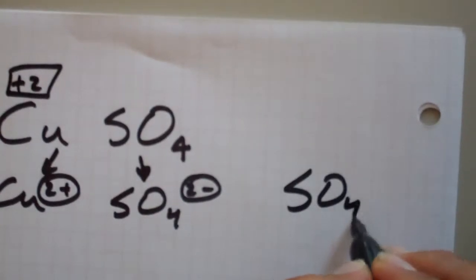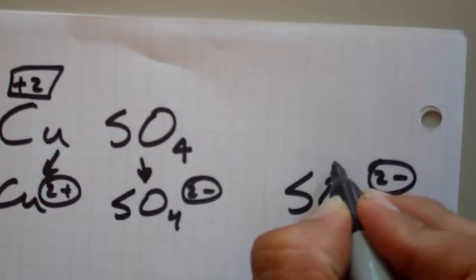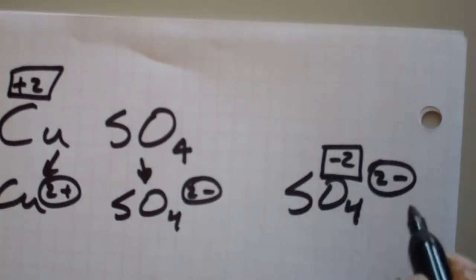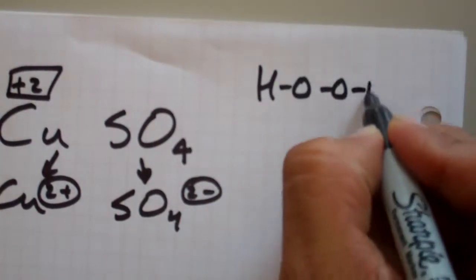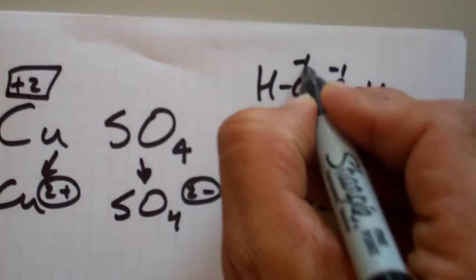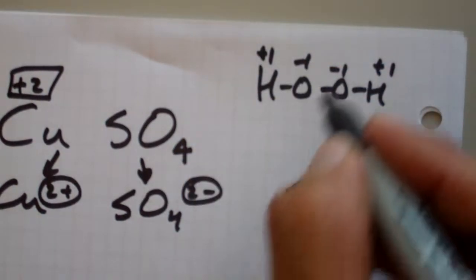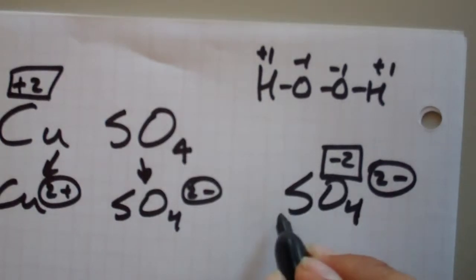Sulfate, SO4 2 minus. The oxidation number for oxygen is -2, unless it's a peroxide. A peroxide is when it's HOOH, where it'll be -1. But you'll know when it's a peroxide because I'll tell you. Right now it's not.